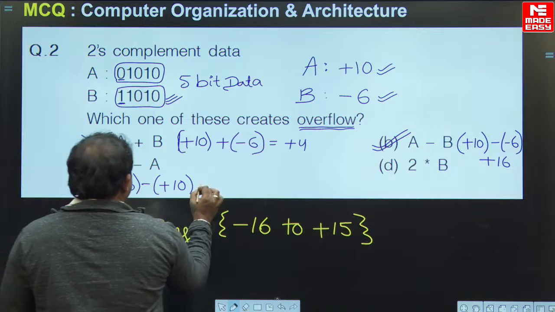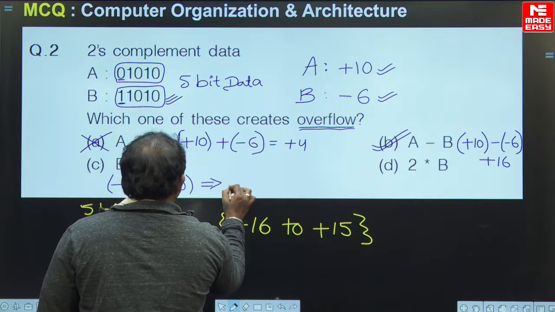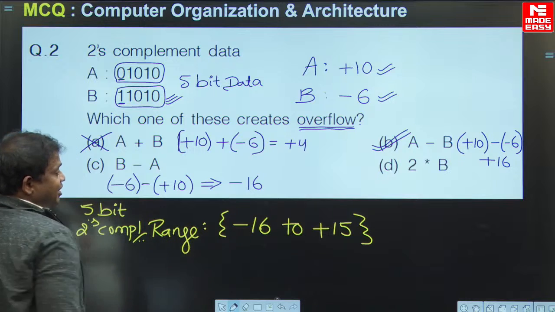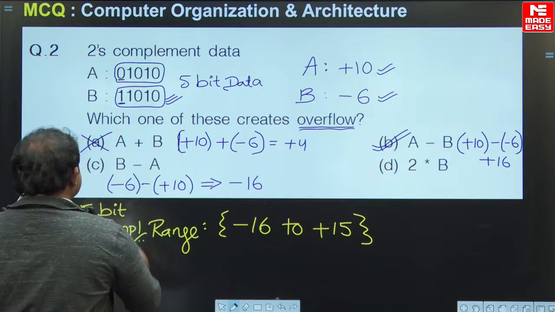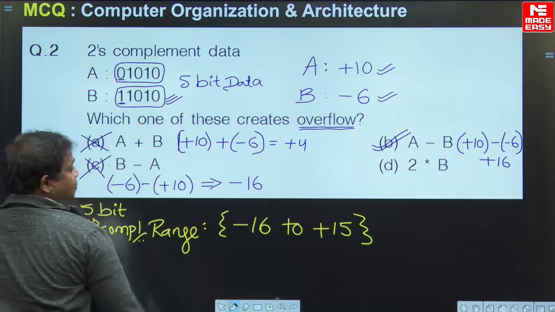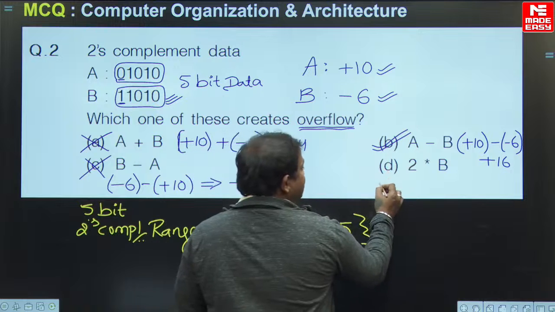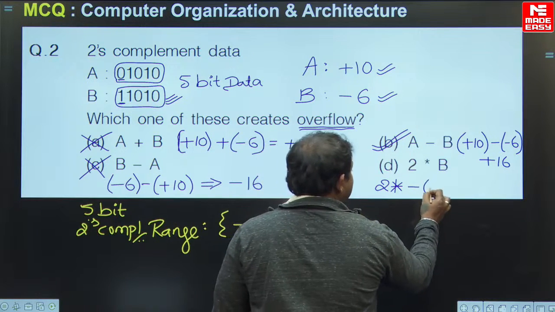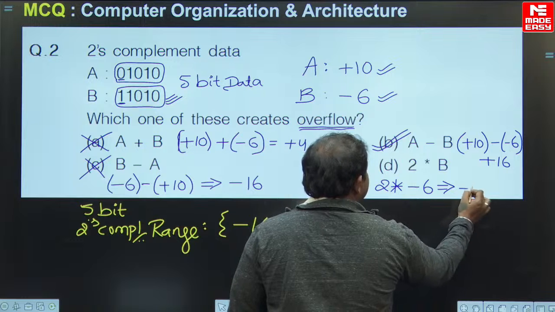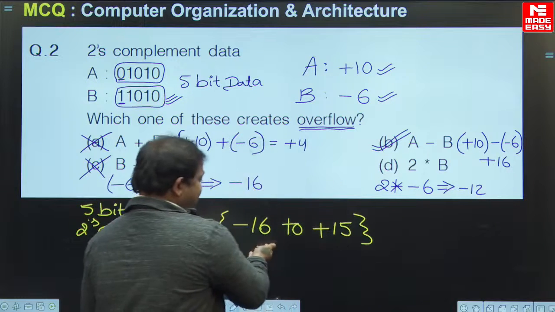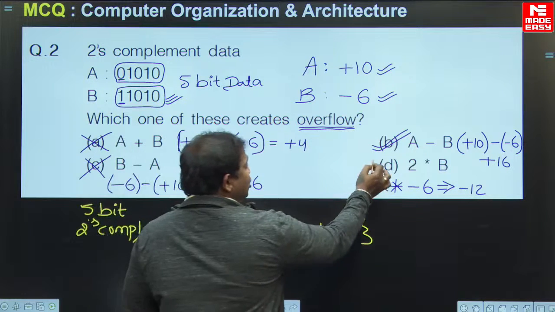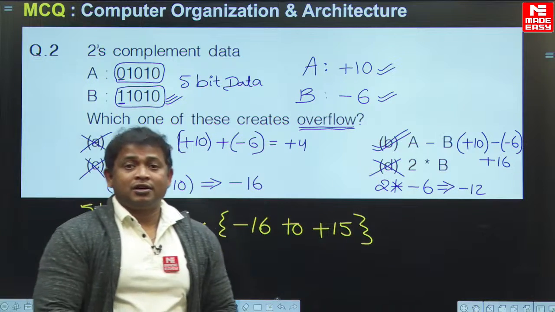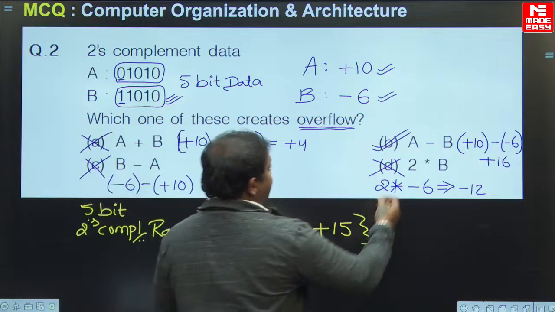So this is equal to minus 16. This minus 16 is present in the range, so it does not create overflow. Then come to D option, 2 into B. So B value is minus 6, so output is minus 12. This minus 12 is present in the range, so this option also does not create overflow. So according to the given options, the correct answer is B.